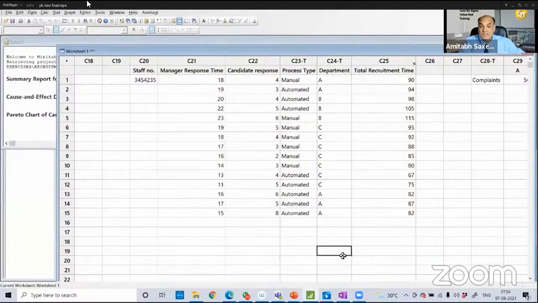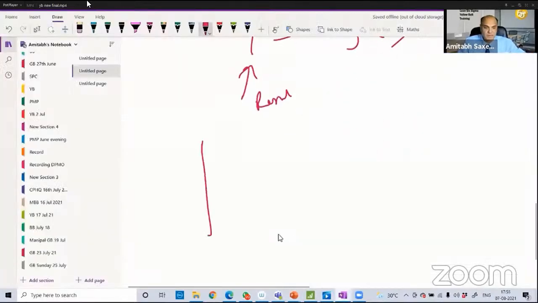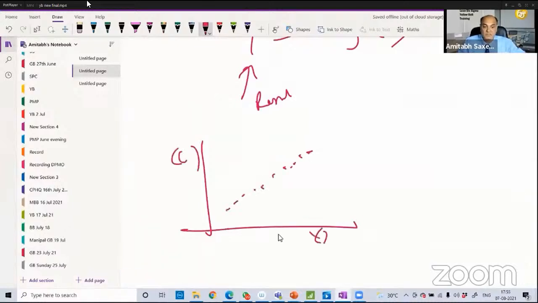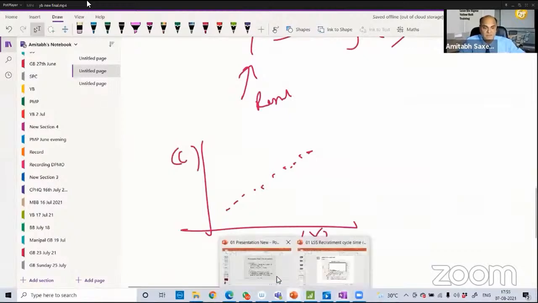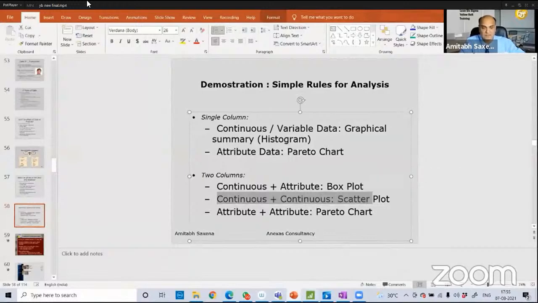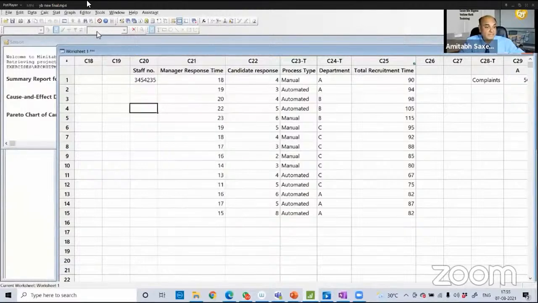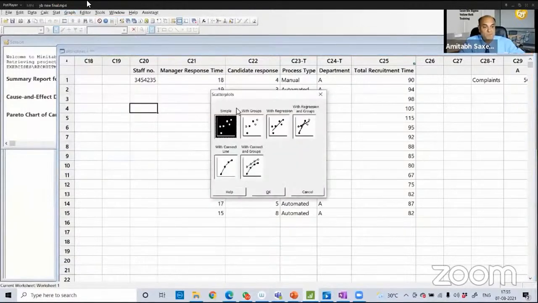When both the data are continuous data, I will use a scatter plot. Both are continuous. This is continuous. This is continuous. I'll do a scatter plot. Continuous and continuous, scatter plot. Yes. Okay. Let us do that. Total recruitment time. Okay. Is it impacting? Let us see.